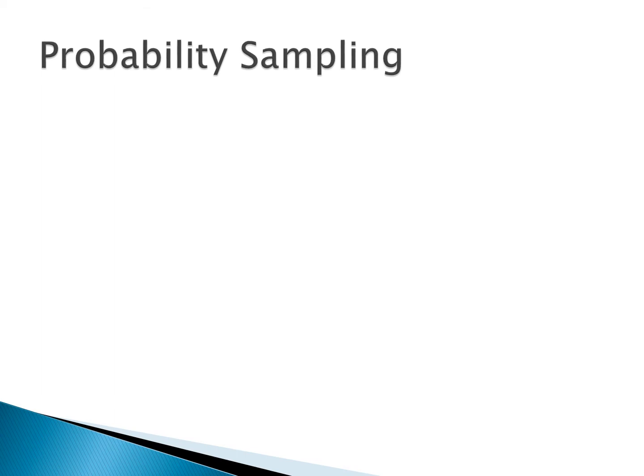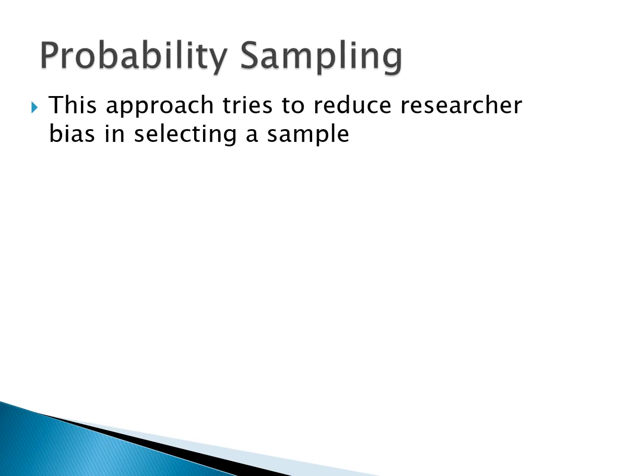Now let's talk about probability sampling. Probability sampling is where we try to do something to reduce any of the researcher's bias in terms of picking who participates in a study or not. We often think of this, probably the everyday term, as randomization. But we have several different approaches here, about three in particular. As I said, this approach is designed to reduce researcher bias in selecting a sample.